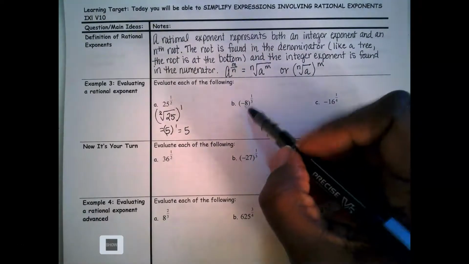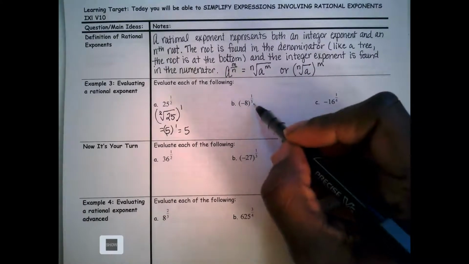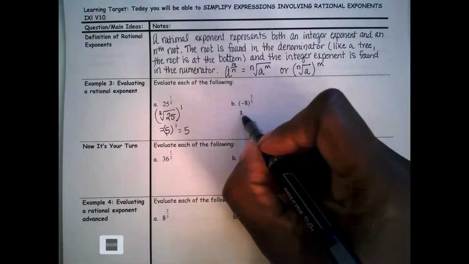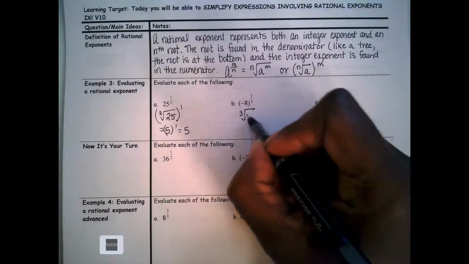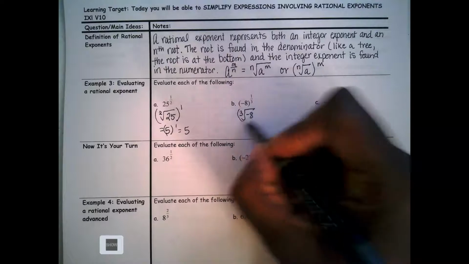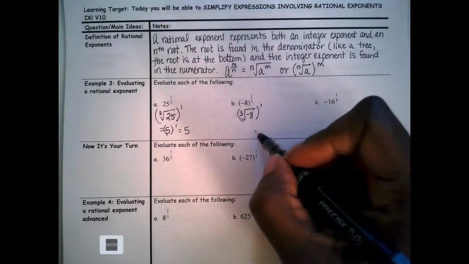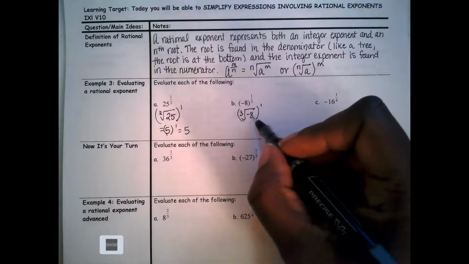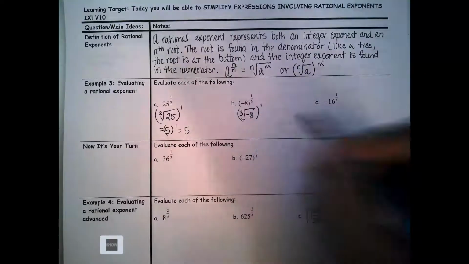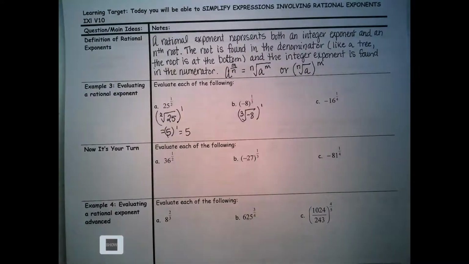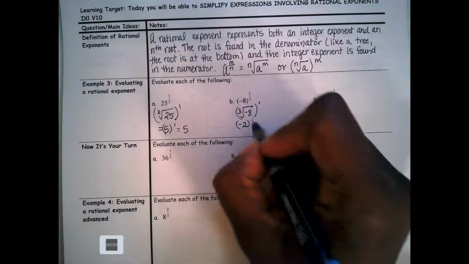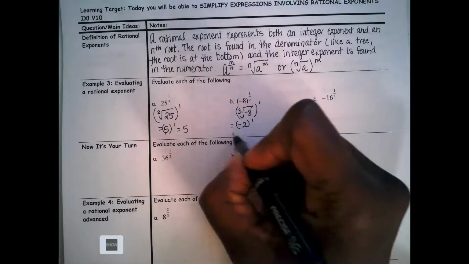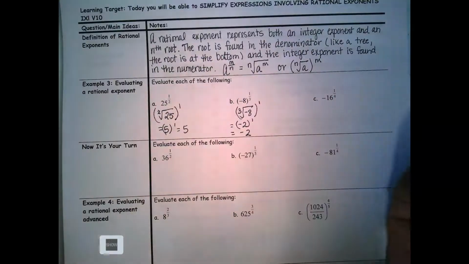So here I have negative 8 raised to the 1/3 power. So my root is 3, because I want to take the third root of negative 8, and I want to take that answer and raise it to the first power. Well, the third root of negative 8, I have to think about what negative number times itself 3 times gives me negative 8. Well, that would be negative 2 raised to the first power, which is equal to negative 2.